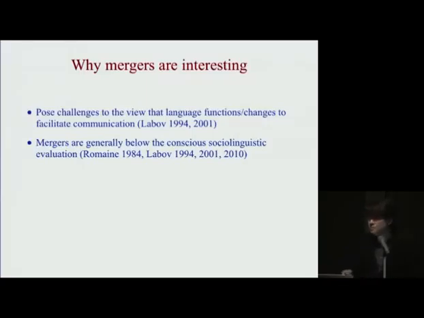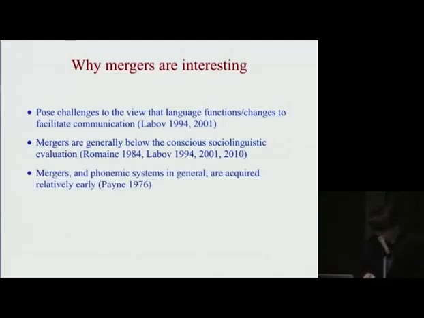Okay, so there are some language variations that are quite stigmatized, so what makes them change is more complex, but mergers are actually things that are usually below people's awareness. So that gives us a good opportunity to study the factors governing the change from an internal point of view rather than a social point of view, which is hard to quantify. Mergers in phonemic systems are in general acquired fairly early. This is a study, again, in Labov's work and an extension of his work, showing that basically if you don't move to an area by the age of 6 or 7, you have no chance of picking up the really deep regional features of the phonemic system.